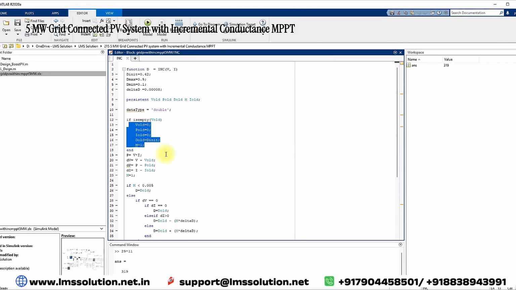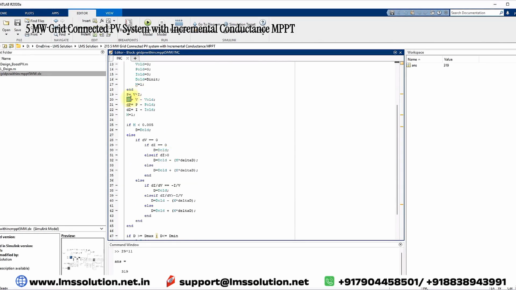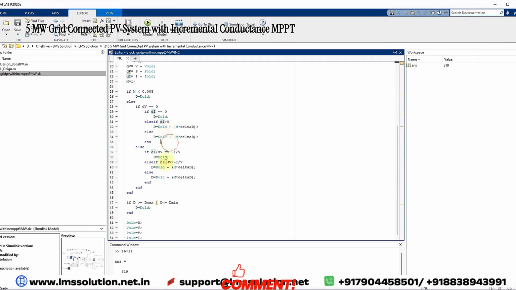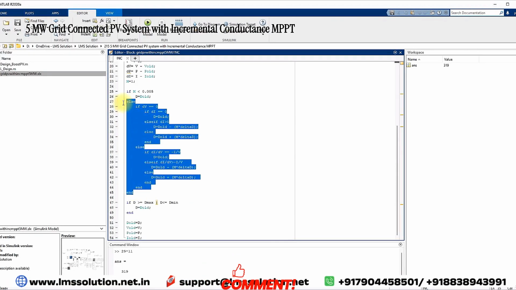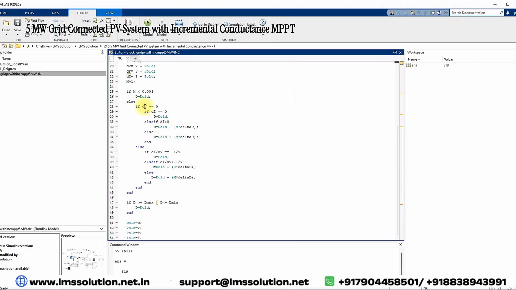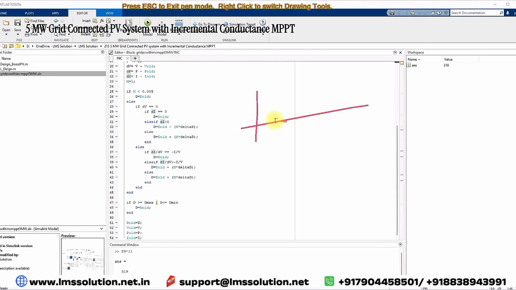And then here you have to calculate the power of the PV panel, the change in voltage, change in power, and change in current. Next you have to apply the incremental conductance MPPT conditions. First you check the change in voltage, whether it is equal to 0 or not. If it is equal to 0, next you check whether the change in current is equal to 0. If both dV equal to 0 and dI equal to 0, it means the PV is already operating at the maximum power point condition.